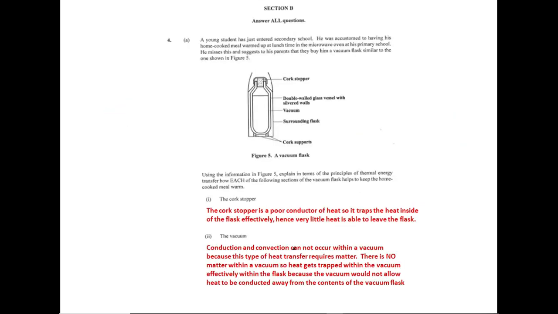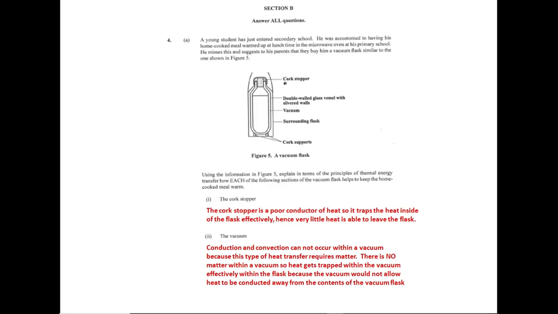Okay, so now we're into section B, question 4, and it's a lot of theory in this part. Even if you didn't know how a vacuum flask works, you could have just used some background information, like what you would have learned over the years coming up from grade 6. So it says a young student has just entered secondary school. He was accustomed to having his home cooked meal warmed up at lunch in the microwave oven at his primary school. He misses this and suggests to his parents that they buy him a vacuum flask similar to the one shown in figure 5.